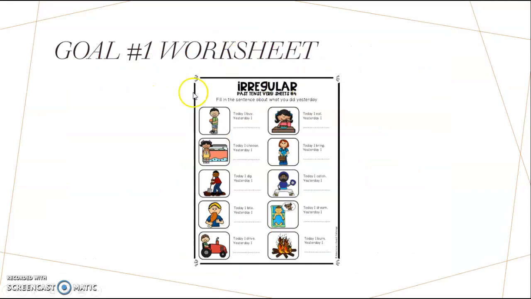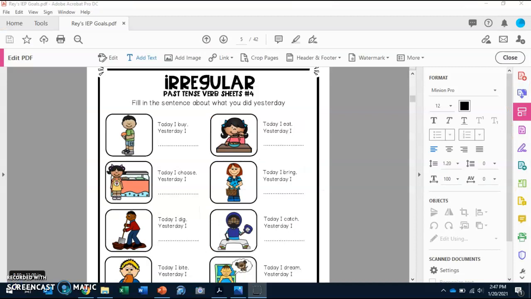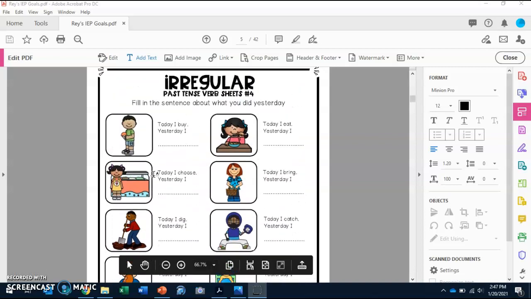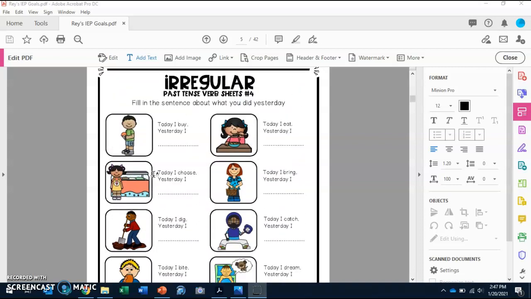So for today's worksheet, we're going to continue working on the irregular past tense verb sheet. Today we're working on number 4. So if you have this worksheet, please get it out. For this worksheet, you have 10 sentences to rewrite in past tense form. So I will be doing one sentence with you, and you will be doing the rest on your own.